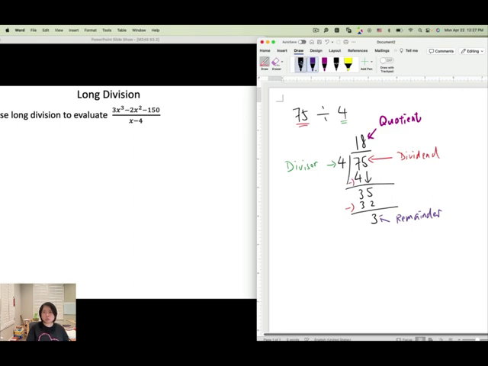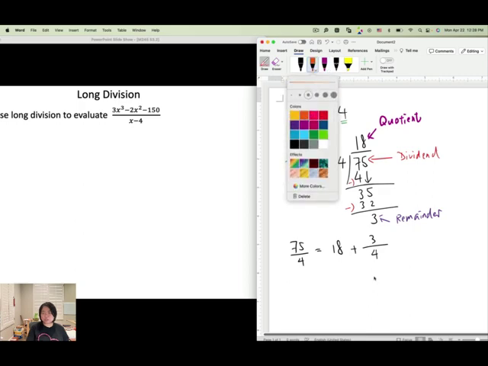Okay, so if I write it out, I could say 75 over 4. Divided by 4 means over 4. That would be equal to the quotient 18 plus the remainder 3 over the divisor here. So you can always check your work. If you're not sure you got the correct answer, you can take the divisor 4 times the quotient 18, and then add the remainder. It's supposed to be equal to 75.